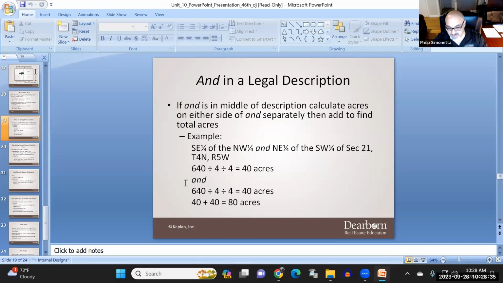Now you have the "and." The "and" is a plus sign. Guess how you remember it. The "and" is a plus sign. So you have 40 acres. Now you're going to come to the next one.